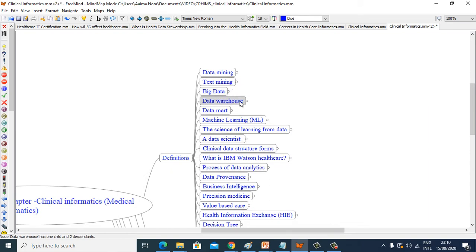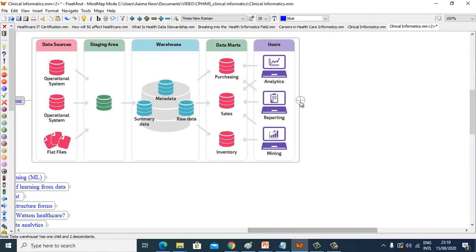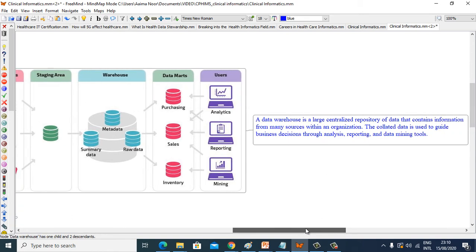Now we'll see what is a data warehouse. A data warehouse is a large centralized repository of data that contains information from many sources within an organization. The collected data is used to guide business decisions through analysis, reporting, and data mining tools.